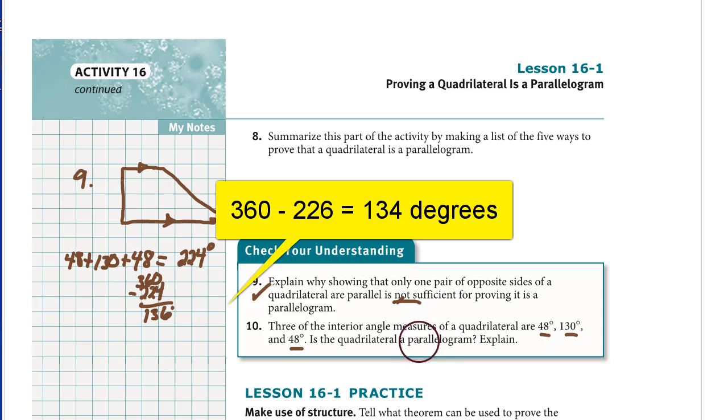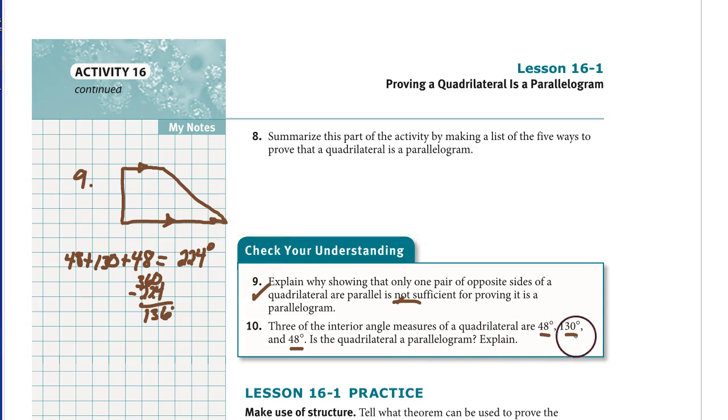If this figure was a parallelogram, then the opposite angles must be congruent. And if the angles are 48, 130, and 48, then opposite from the 130 must be another 130-degree angle, not a 136-degree angle. So these four measurements don't work out. Is this a parallelogram? And the answer is no. We were able to answer that question because of theorems or properties that we had discovered about parallelograms.